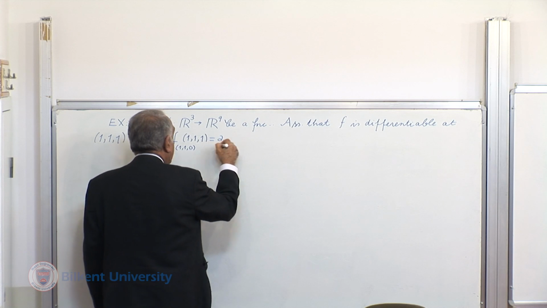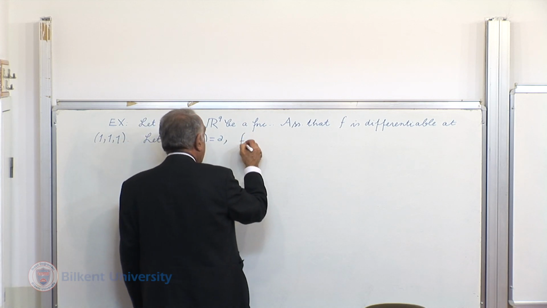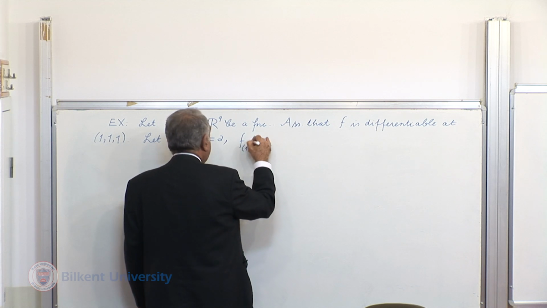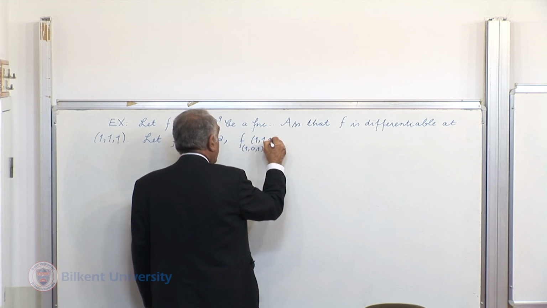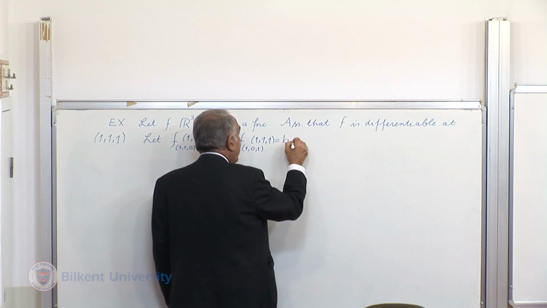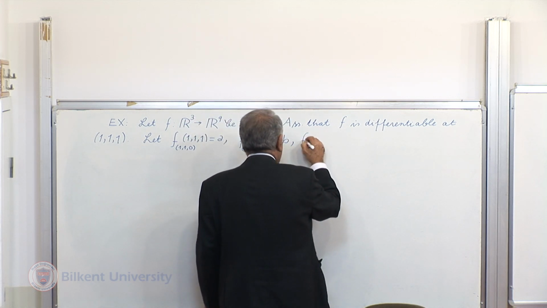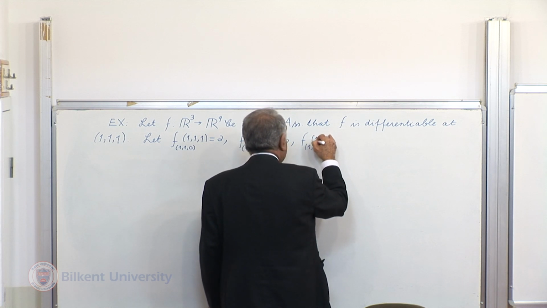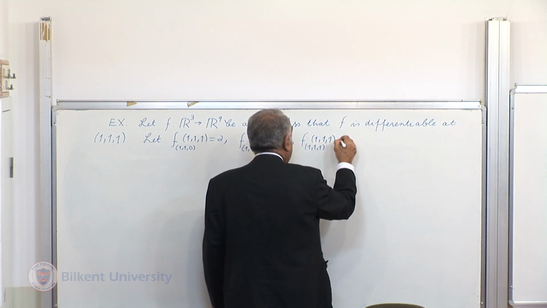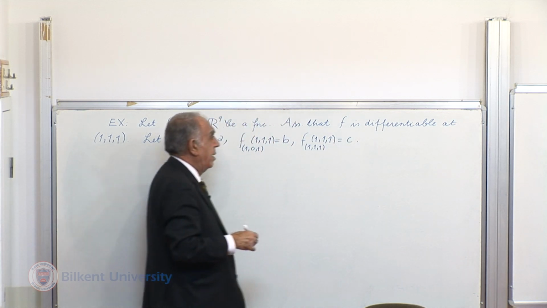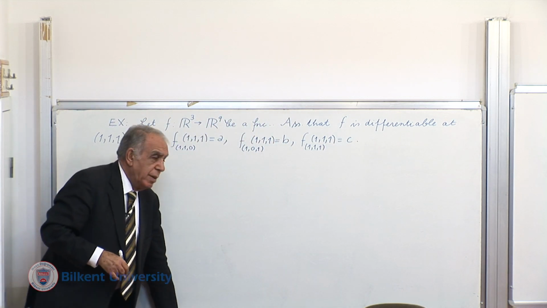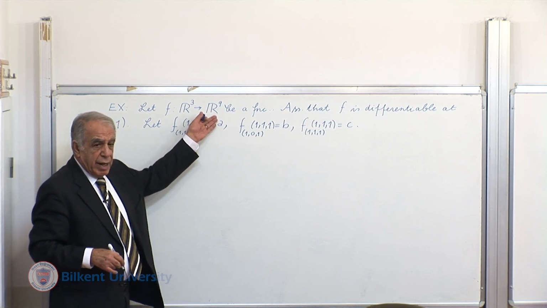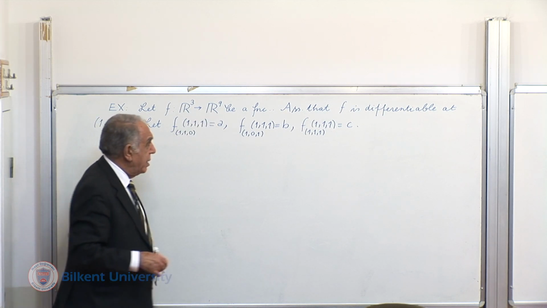This was A. Then we had F, 1, 0, 1 at 1, 1, 1. We refer to that as B. And finally, F, 1, 1, 1 at 1, 1, 1. We decided to denote this by C. A, B, and C are members of RQ. They're Q vectors.